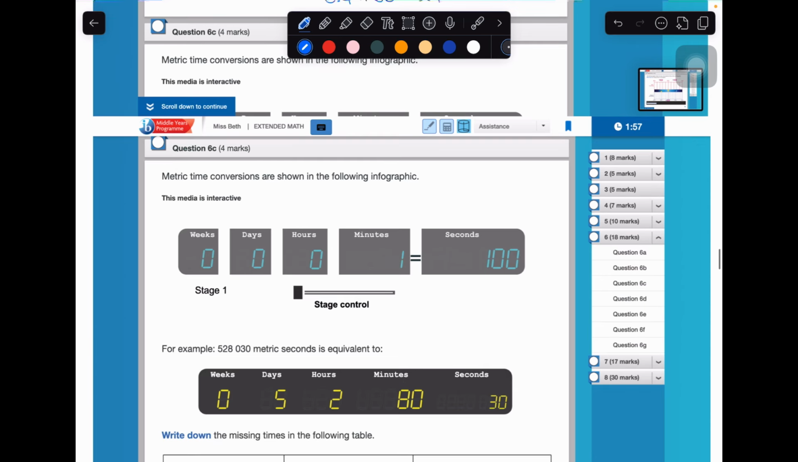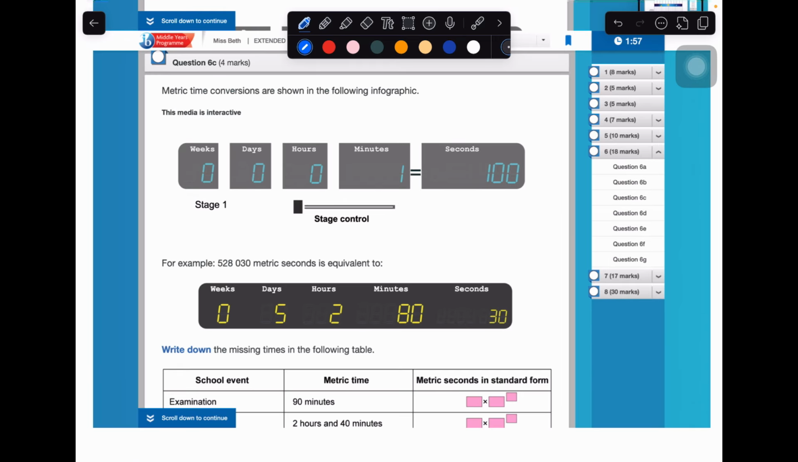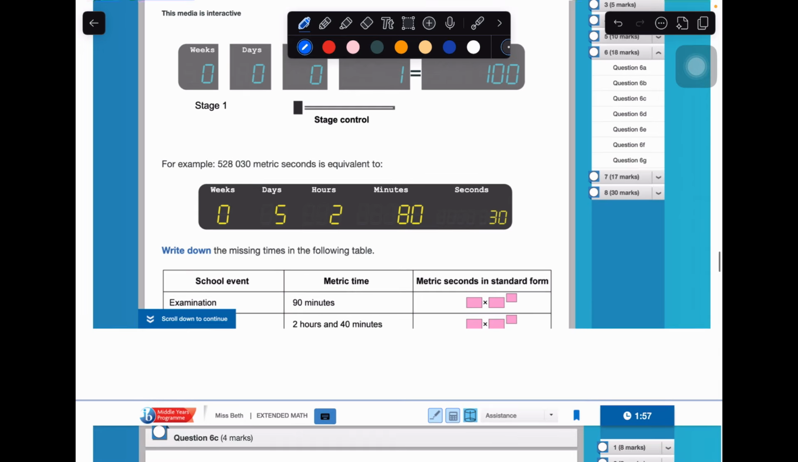So then we are on to metric time conversions as shown in the following infographic. So we have stage 1. So 1 minute is equal to 100 seconds. We are also told that 528,030 metric seconds is equivalent to 5 days, 2 hours, 80 minutes, and 30 seconds. Okay, so we are given the below times. So the first one is 90 minutes.